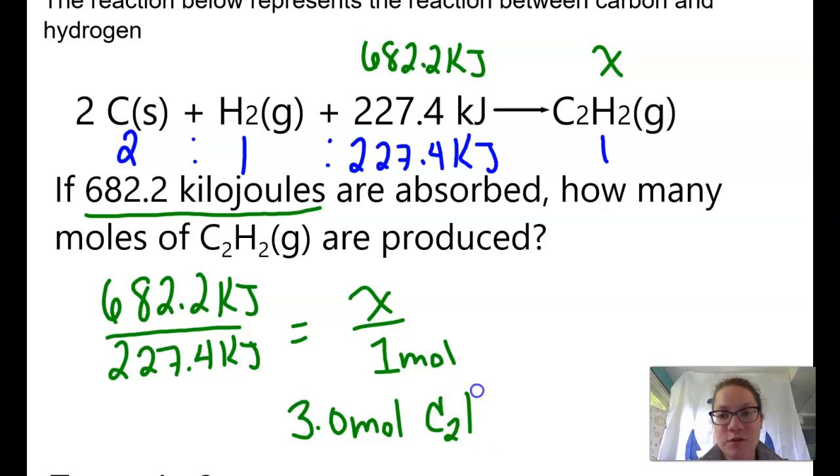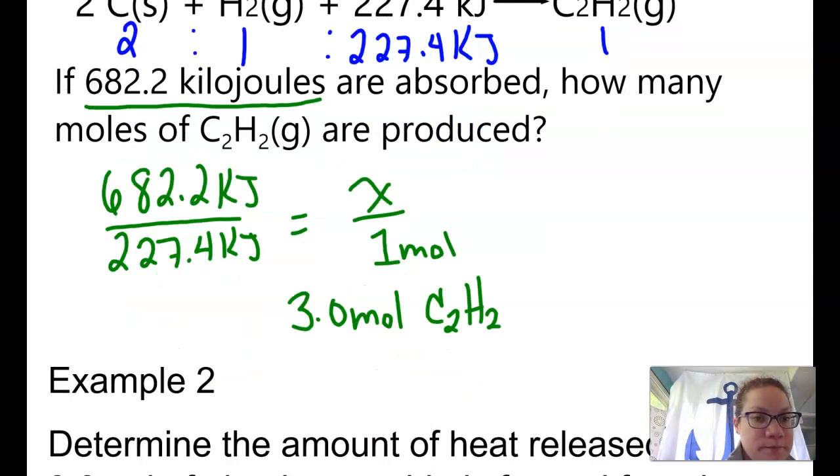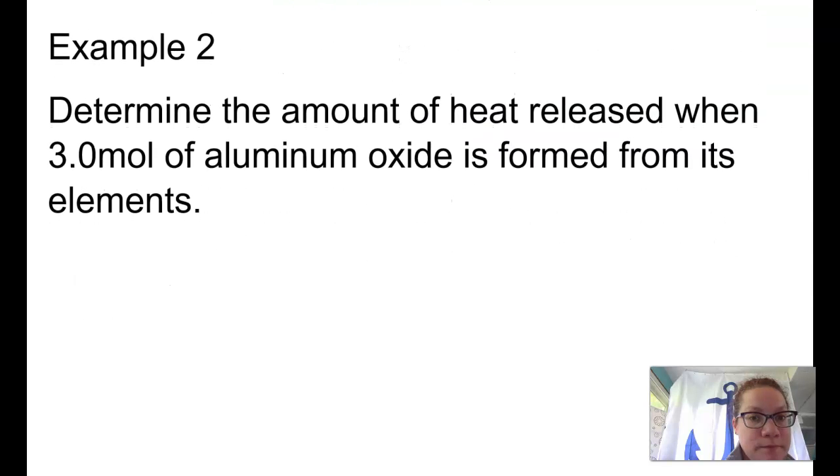of C2H2. All right, so the same idea, the ratio is the same, but you can think of it like that's how much energy it takes to make 1 mole. So if you had 3 times as much energy, you would be able to run the reaction 3 times and make 3 moles. All right, a little bit harder now. All right, so this says, determine the amount of heat released when 3.0 moles of aluminum oxide is formed from its elements. So you have table I handy, right? What kind of reaction is that describing?